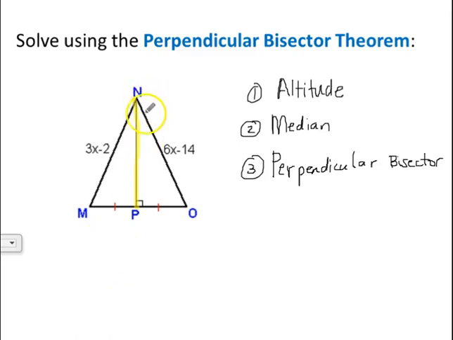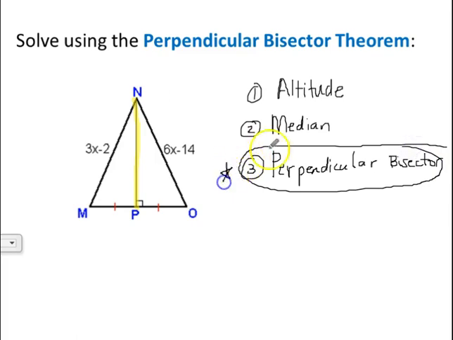So let's look at the properties. We're starting at the vertex, and we intersect the opposite side at the midpoint, but we also do it with a right angle. So because we have the right angle in here, it's going to make it the perpendicular bisector. So it is a perpendicular bisector.